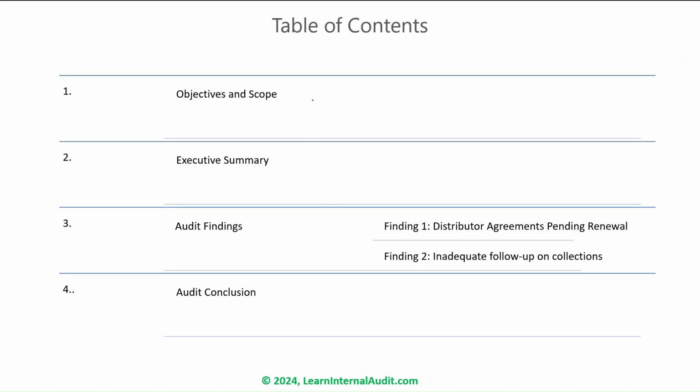Then the next is the table of contents. Under table of contents, you start with the objectives and the scope of the audit, the executive summary, audit findings, and audit conclusion. Audit findings are again split into the different findings that you have, that is observation 1, 2, 3, 4. You can give a link to each of these in the slides, or in your Word report, whatever format that you use.